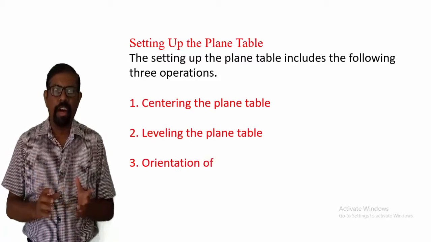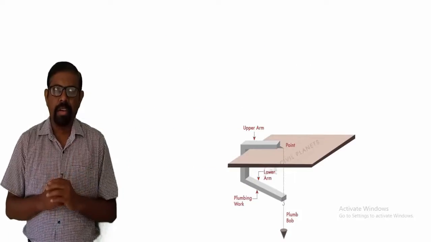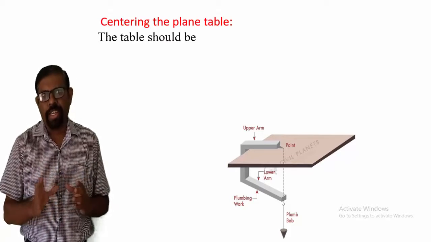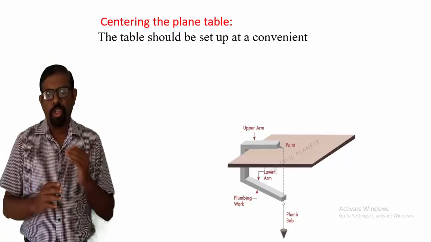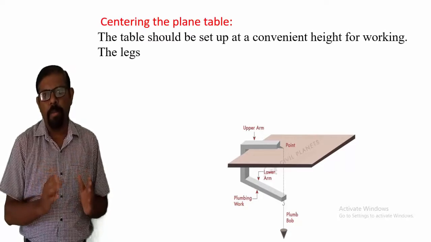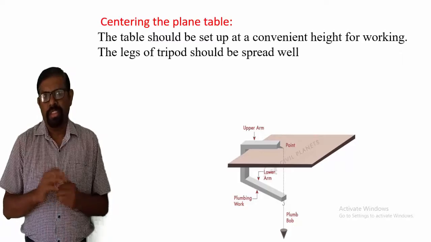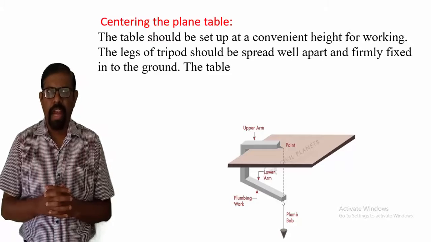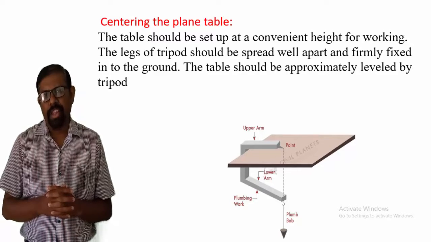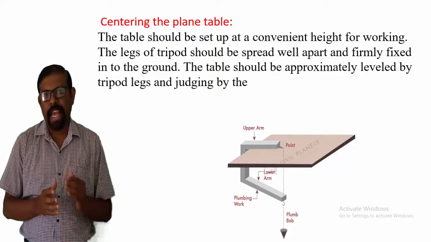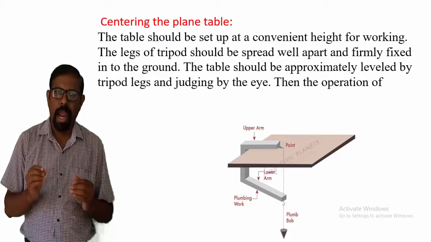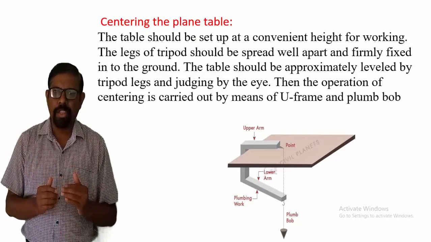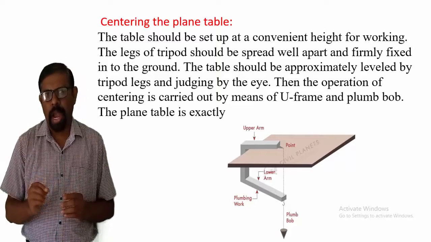Now, the first operation, centering the plane table. The table should be set up at a convenient height for working. The legs of the tripod should be spread well apart and firmly fixed into the ground. The table should be approximately level by the tripod legs and judging by the eye. Then the operation of centering is carried out by means of a U-frame and plumb bob. The plane table is exactly placed over the ground station by the U-frame and plumb bob.